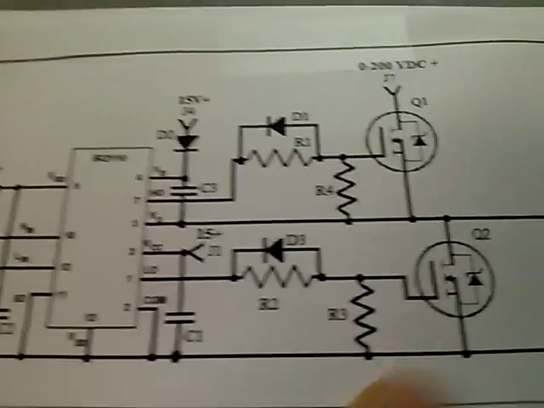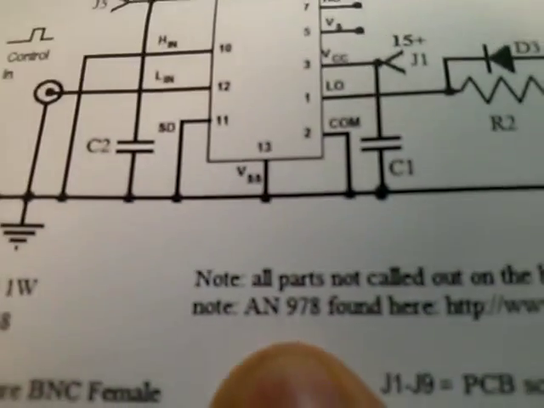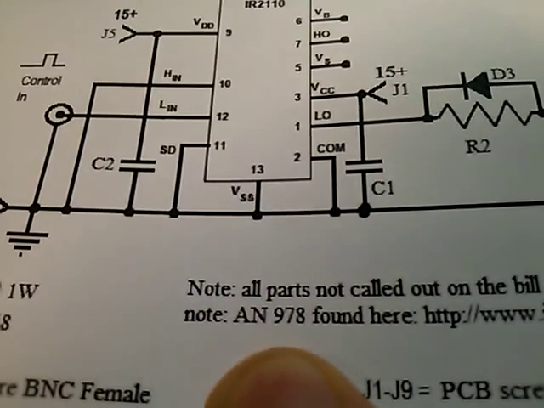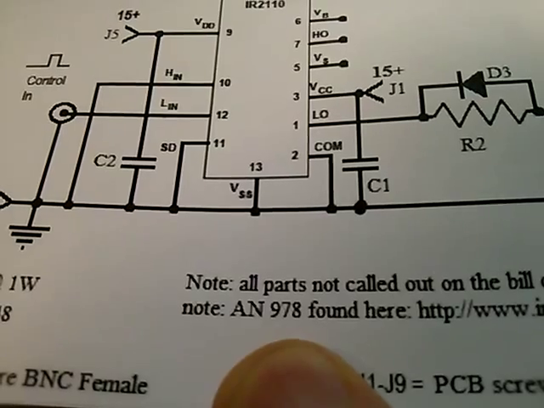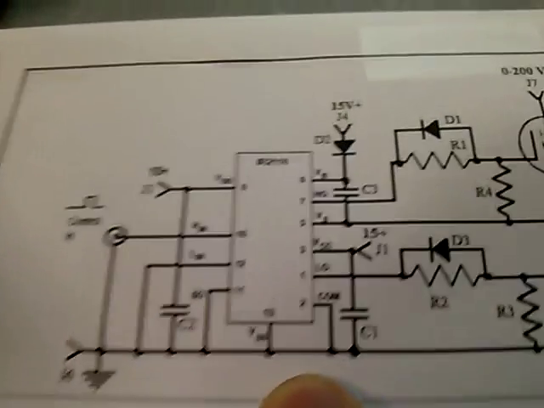And the circuit is the circuit here. That's the 2110. The AN978 is the application note. It's going to give you a lot of information on how to build these circuits here. So this is built off of that.